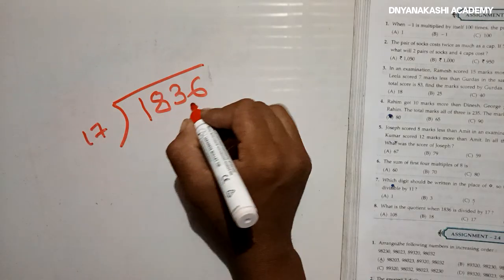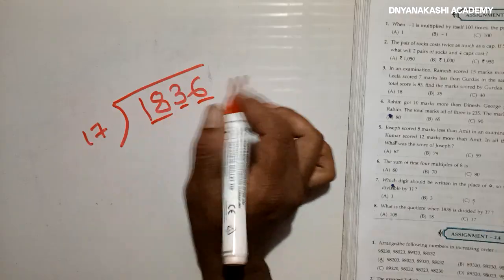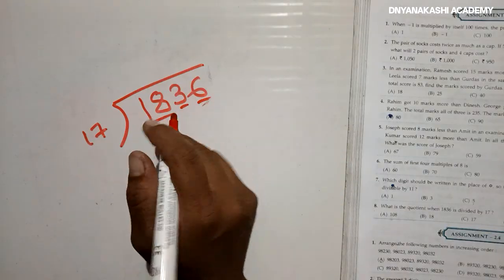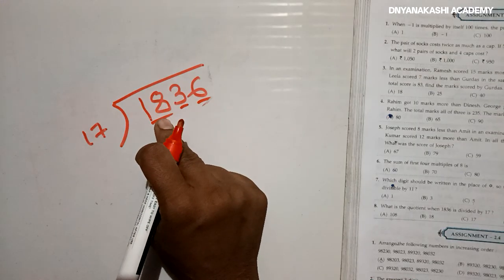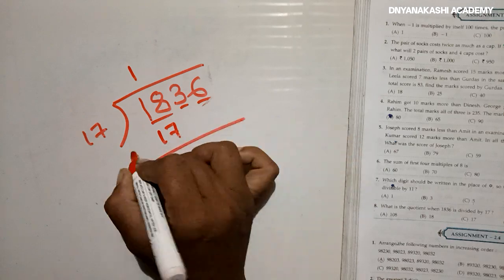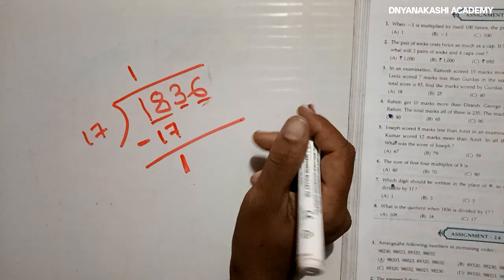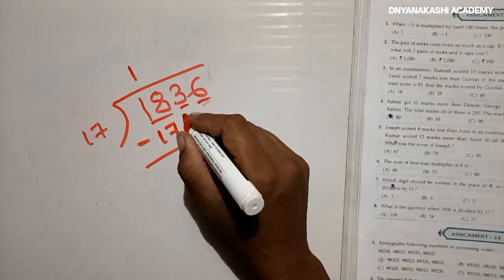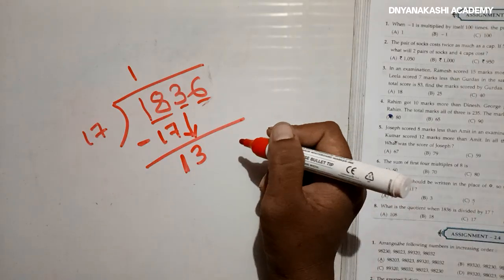17. I divide with this one like this. 1 is not divisible by 17, that's why I take 18 directly. 17 ones are 17. We do the subtraction here, 1 is coming here. I take a 3 from downside.